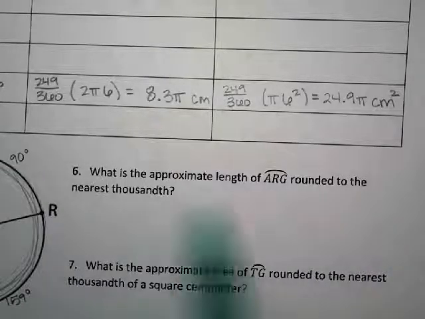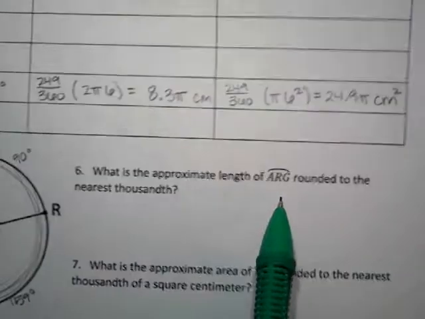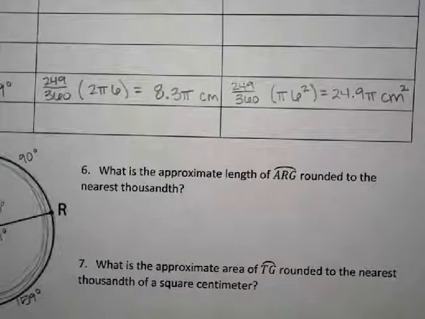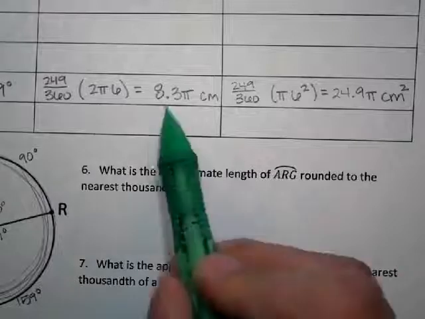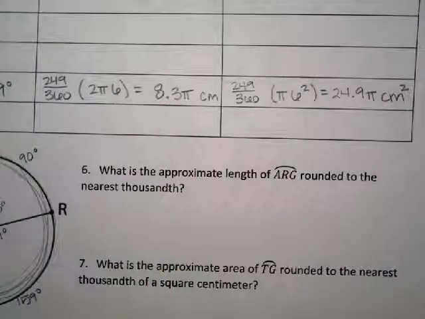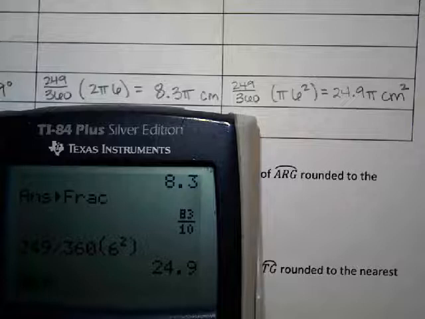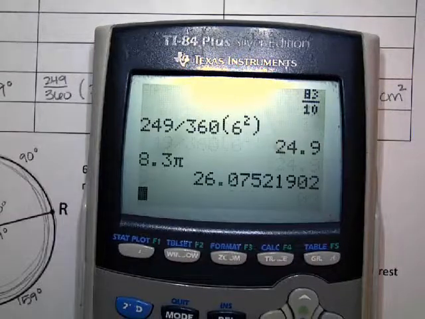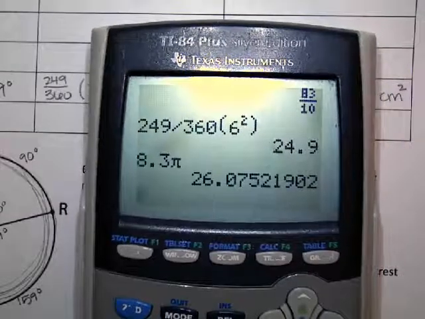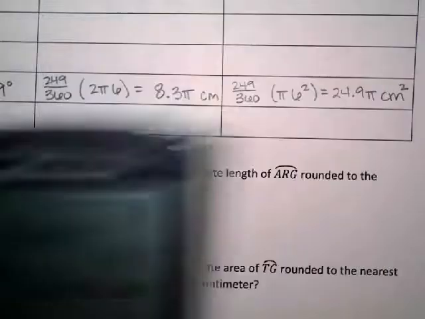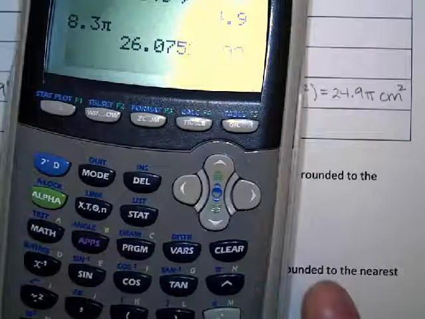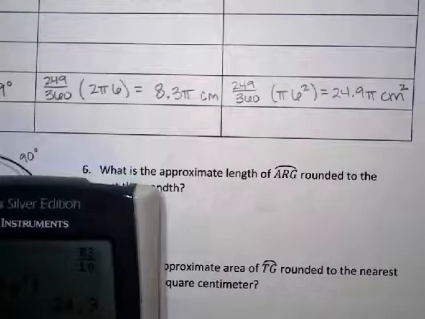It says, what is the approximate length of ARG rounded to the nearest thousandth? So to find the approximate length, we're going to take the 8.3 pi, we're going to plug that whole thing in the calculator with the pi, 8.3 and the pi. Everyone know how to get the pi on their calculator? Second up arrow. They call that a caret. That little up arrow, they call that caret. I don't know why.